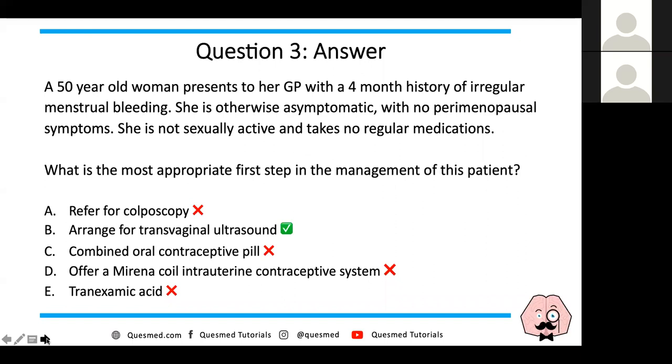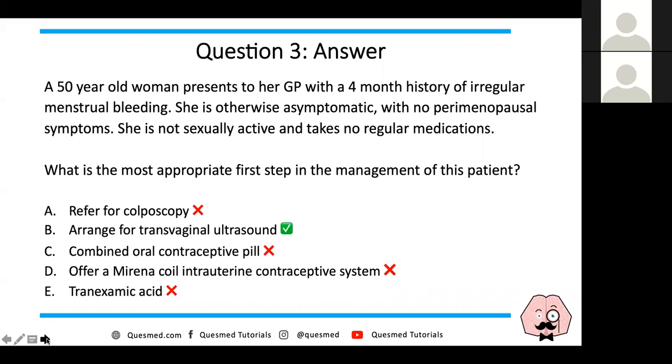Thinking about starting the combined oral contraceptive pill. That's a good option for regulating bleeding in younger women. However, this combined oral contraceptive pill is not recommended in women over the age of 50. And obviously she does have new irregular bleeding. Rather than just ignoring this new irregular bleeding and trying to control it with a pill, we do need to investigate this. D, Mirena coil.